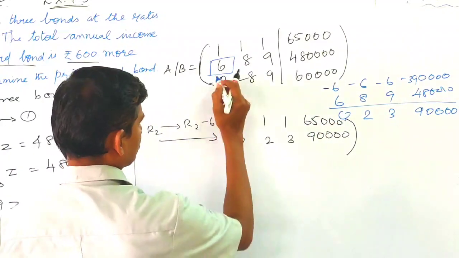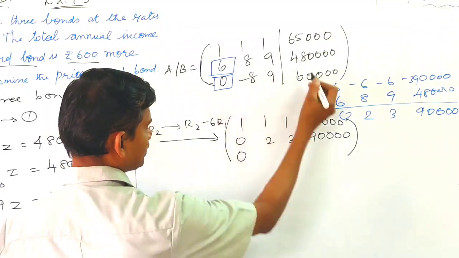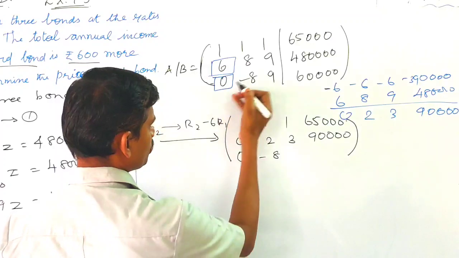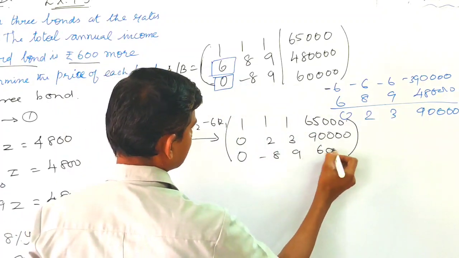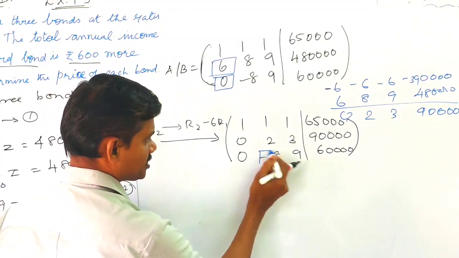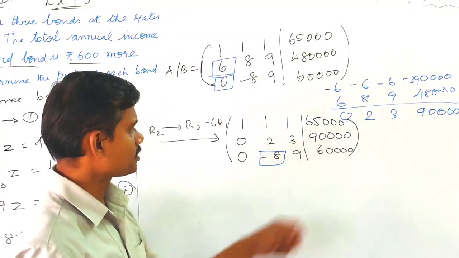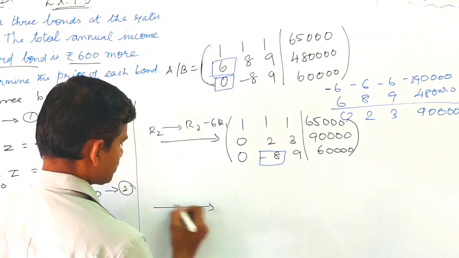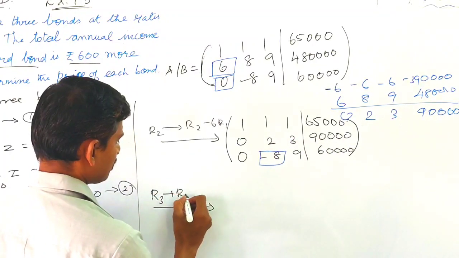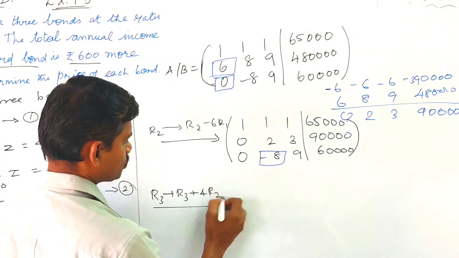Here, in the third row we already have the 0, so no need to change anything. Write the third row as it is: 0, minus 8, 9 and then 60,000. Then I have to make this term 0. For that I have to multiply row 2 by 4. So the transformation is R3 implies R3 plus 4 times R2.